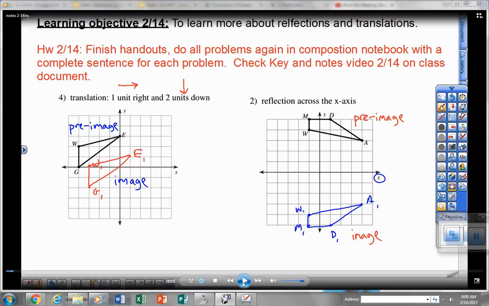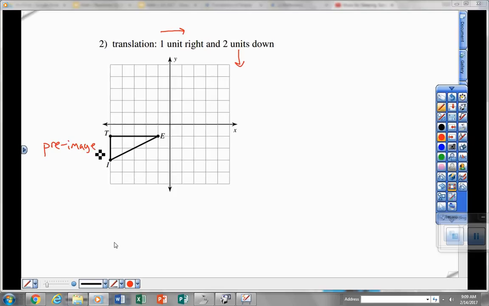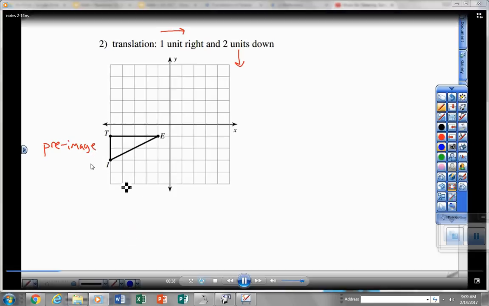All right, here we go. So again, some of the terminology and now some of the problems. This first one, I'm translating 1 unit right, 2 units down. So again, that is the preimage. You could tell by just looking at the coordinates, they're just plain old coordinates. The image, I'm moving each point 1 unit to the right and 2 down. You can see those are my new image points: I prime, T prime, E prime. That is the new image.